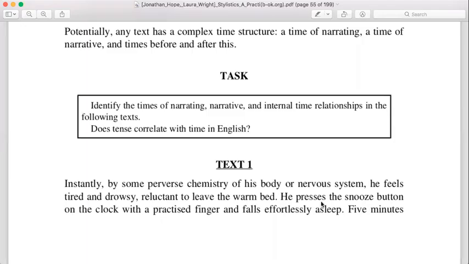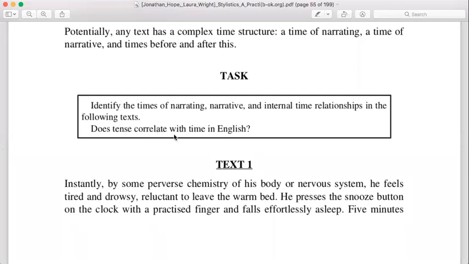Right. So the session is on recording, and we will be doing text two together. I've already given it for reading, and what we are going to answer by reading this is: identify the times of narrating, narrative, and internal time relationship in the following text. As for example, we will be doing text two and skipping text one.